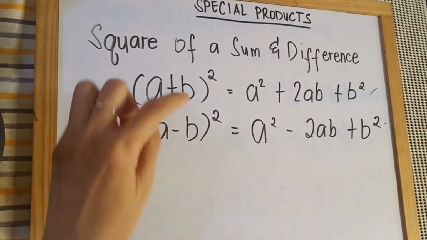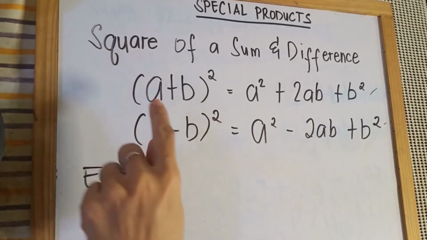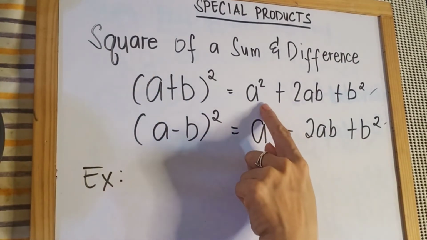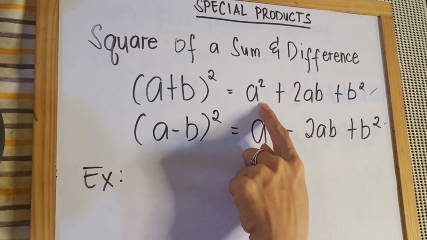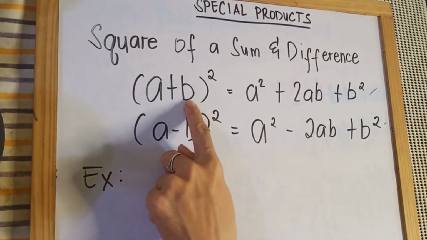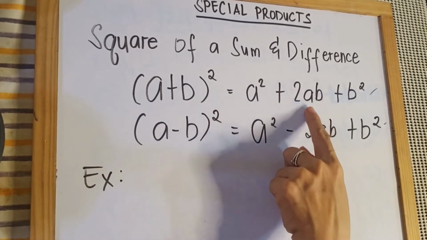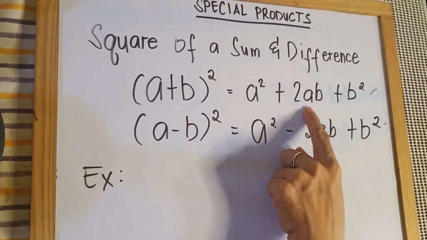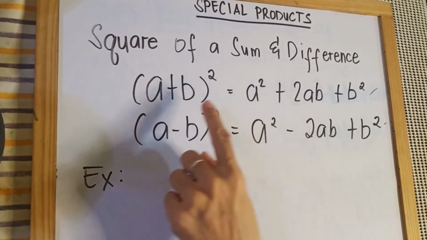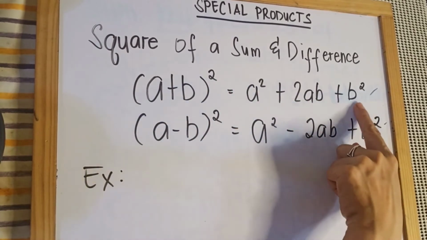For our first topic, we have the square of a sum and difference. If it is a square of a sum, our formula will be the square of the first term plus twice the product of the first and last term. So that will become 2 times AB. That will be 2AB plus the square of the last term, which is B squared.